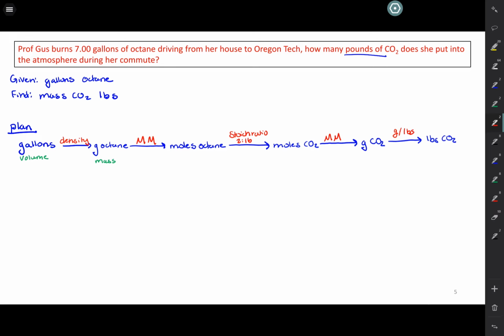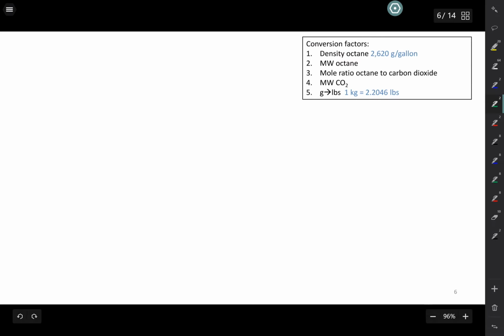Fantastic. I think we're ready to do this problem. So I need to give you for this problem, or you need to look up, conversion factors for grams to pounds and density. Everything else you already know. So here we go. I'm giving this to you here, the density of octane, and I'm even giving it to you in units that you can use right away. You don't have to convert. That's really nice. The molar mass of octane, we just calculated that in the last problem.